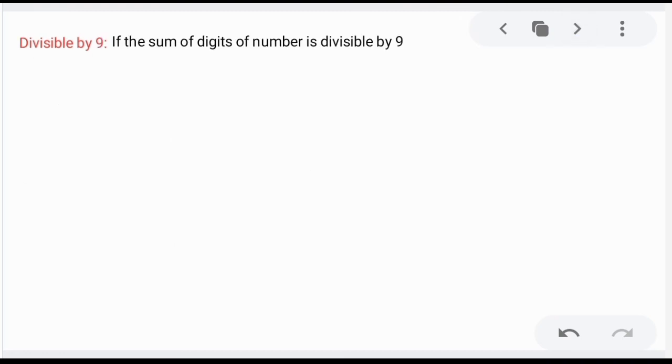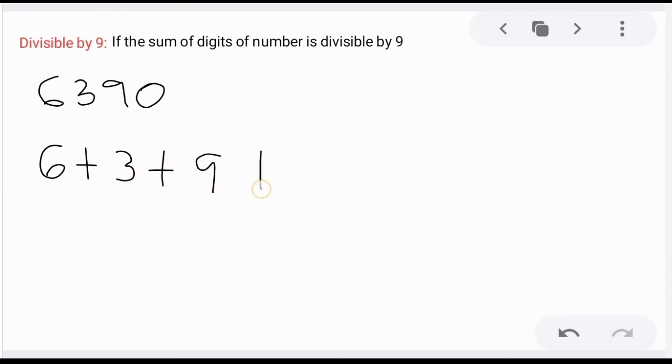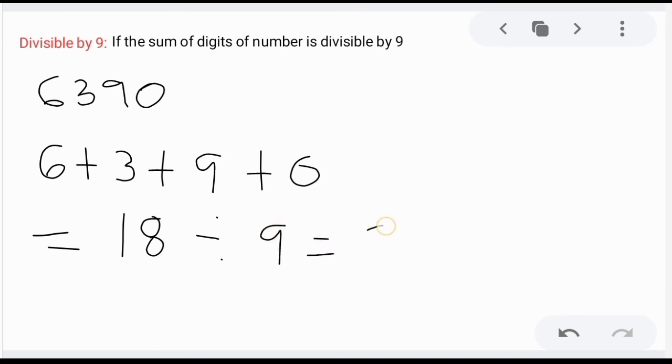Now, let's try divisibility rule by 9. If the sum of digits of the number is divisible by 9, so it is also a simple one. Let's add all the digits of that number. We have 6 plus 3 plus 9 plus 0. So we get 6 plus 3 is 9, plus 9 is 18, plus 0 is 18. Then divide it by 9, we get 2. Therefore, 6,390 is divisible by 9.